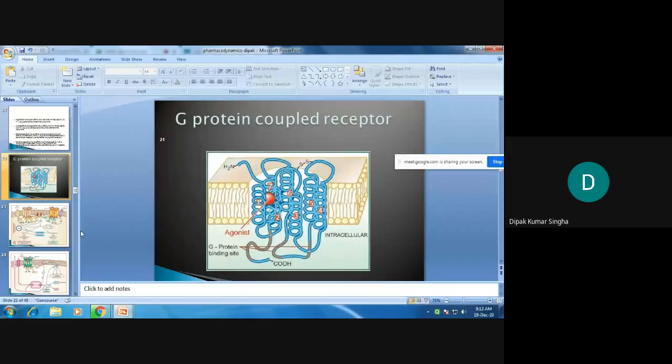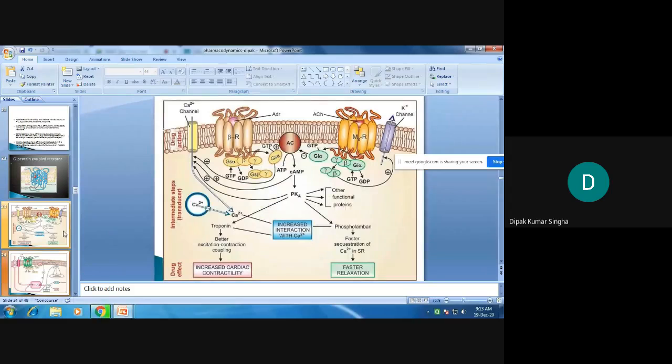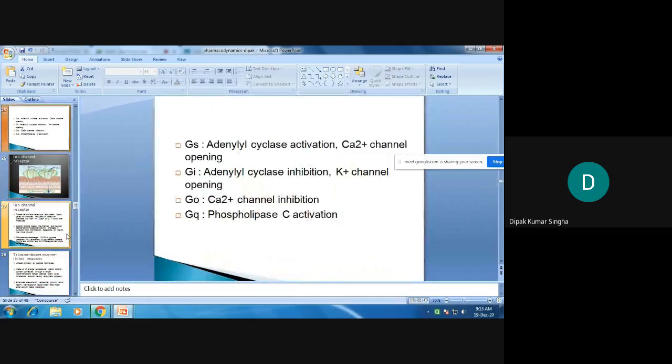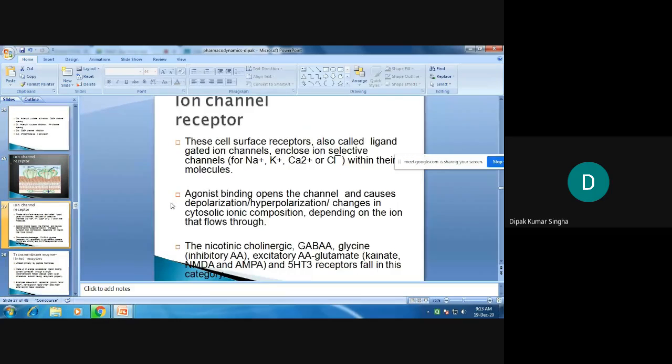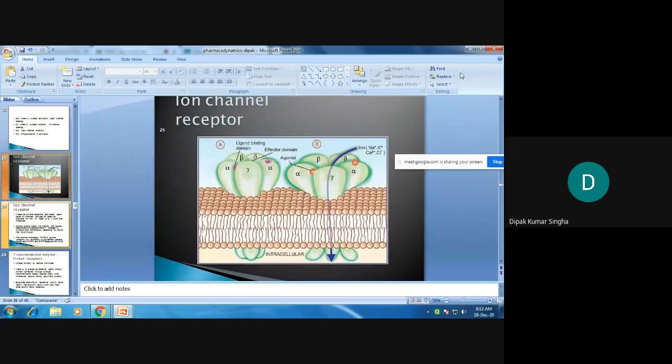Okay, next day I think we will discuss details about the G protein coupled receptor. Okay, these are the protein, basically these are from the Tripathi. That will be better to understand.